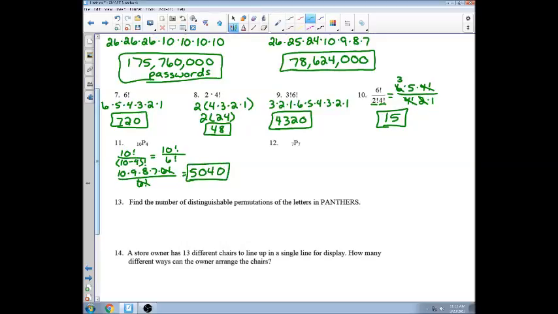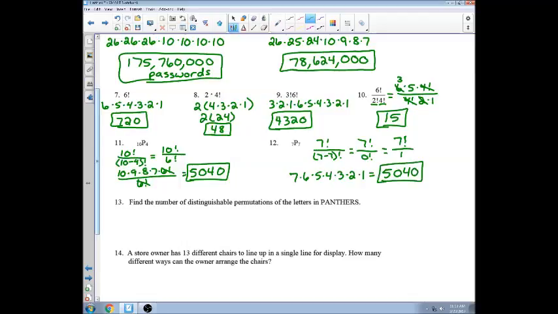And now I have 7 permutations of 7. So here again, I would have 7 factorial over 7 minus 7 factorial. So it'd be 7 factorial over 0 factorial. We talked about what 0 factorial is in our last section. 0 factorial is 1. So it'd be 7 factorial over 1. 7 factorial is 7 times 6 times 5 times 4 times 3 times 2 times 1. So if I multiply all that out together, I end up with 5,040.